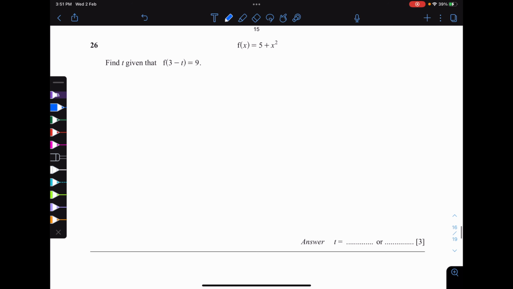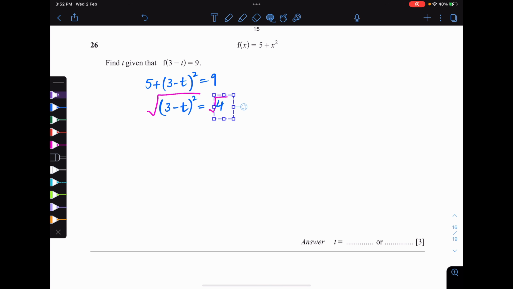Now, for question number 26, let's see. In this question, we're going to just ignore the right-hand side and first fulfill the left-hand side. So go to the function f and put x is equal to 3 minus t. So this will become 5 plus 3 minus t whole squared is equal to 9. So I would isolate this bracket, 3 minus t whole squared. 9 minus 5 would give you 4. And now, I would not recommend you to open up this bracket. Rather, it's easier to take a square root on the other side because it's 4. 4 is a perfect square. So I'm going to take square root on both sides.